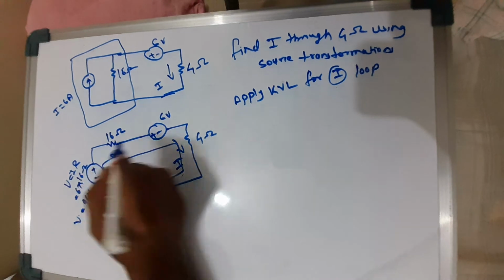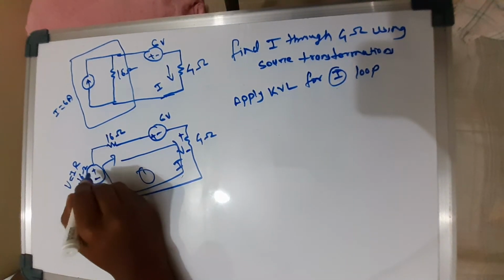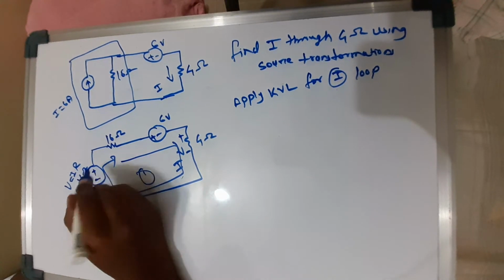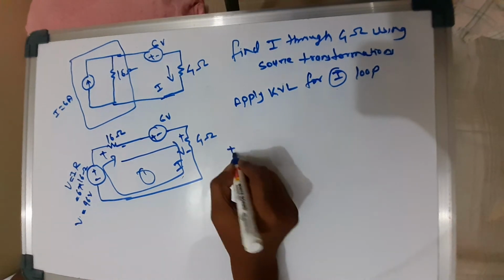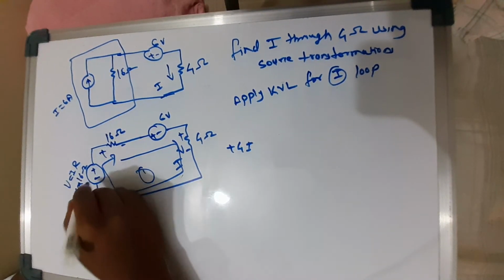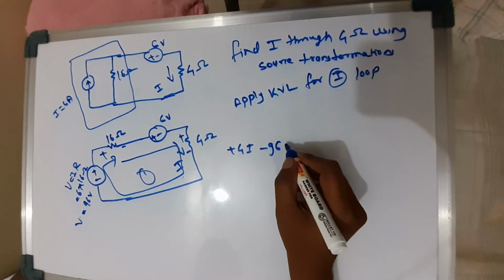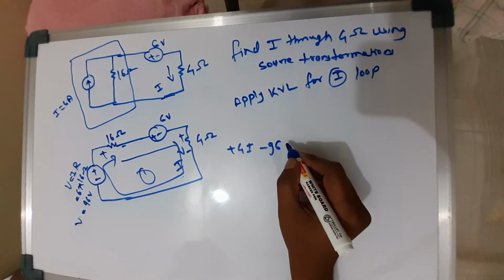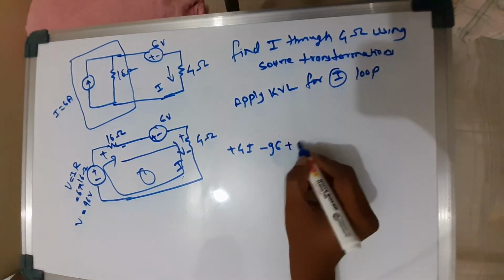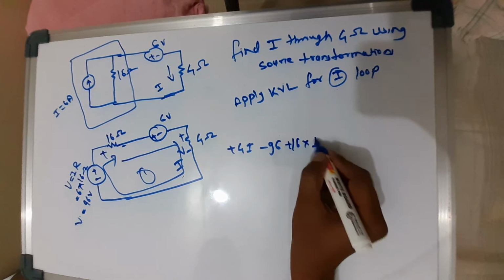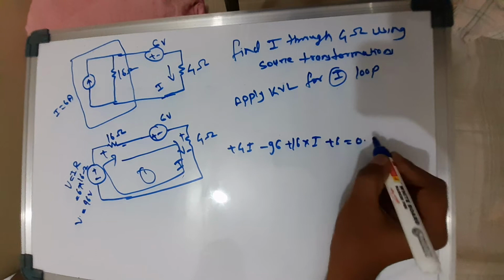So I will start from here. Just remember, this is plus minus. Don't change the polarity for this voltage source. Again, this is plus minus. So start from here, plus 4 I minus 96 plus 16 into I plus 6 equal to 0.